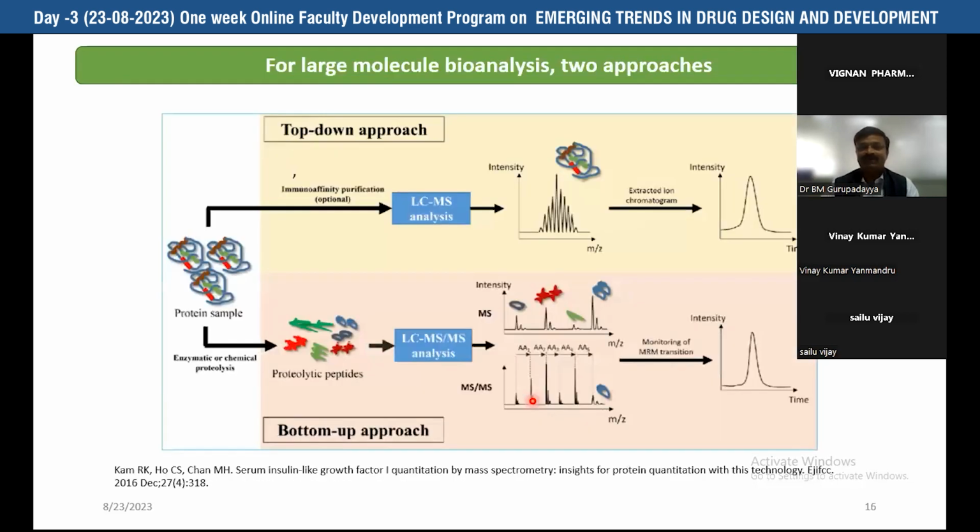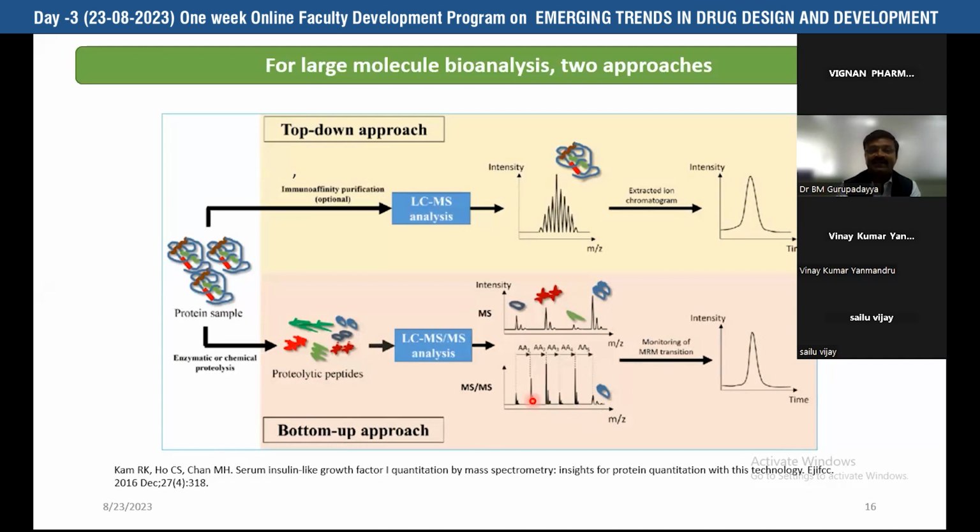This particular slide will give you more idea about the top-down and bottom-up approaches. Now we are discussing different bioanalytical approaches, whether the sample is of low molecular weight or high molecular weight. When the sample is a drug molecule, we can go for a simple liquid extraction method and easily identify and separate it. When the samples are of biological origin, such as proteins, proteins can be quantified and separated, because there are different types of proteins.